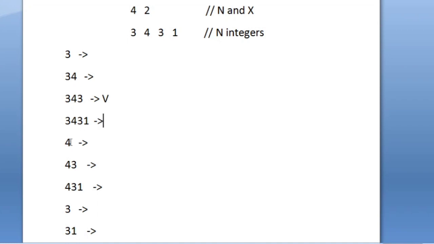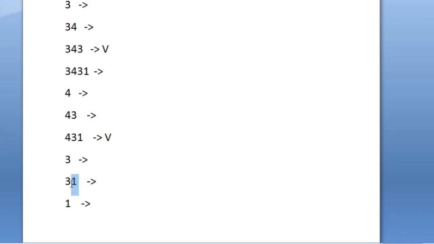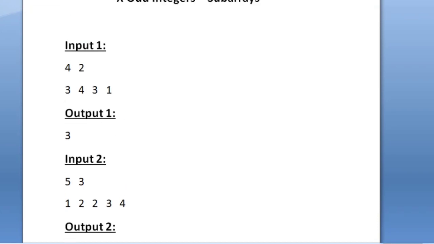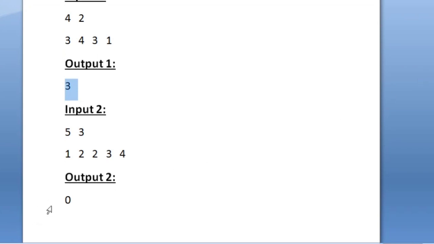So the next is 4, not valid, and then 4 3 is not valid, and then 4 3 1, so 3 and 1 are odd, so this is valid. And then the next is 3, so not valid, and then 3 1, so there are 2 integers and both are odd, so again this is also valid. And then the last, there is only 1 integer, so it is not a valid subarray. So there are 1, 2 and 3 valid subarrays, hence we print our output as 3. So we are also printing 3 as our output. Similarly, for the second sample input, there are 0 subarrays, hence we are printing 0 as our output.